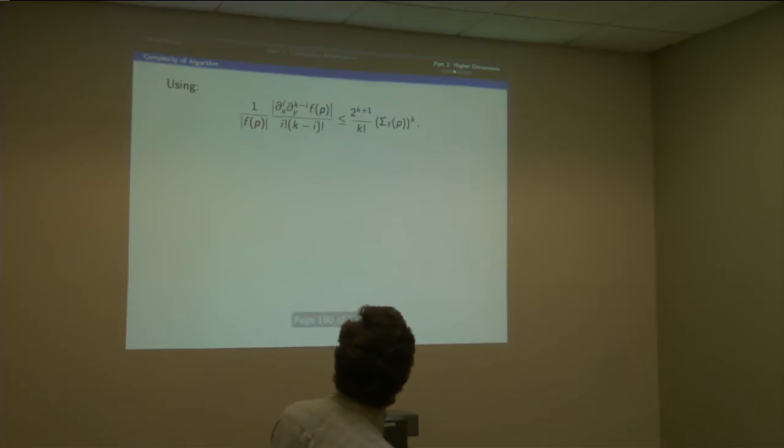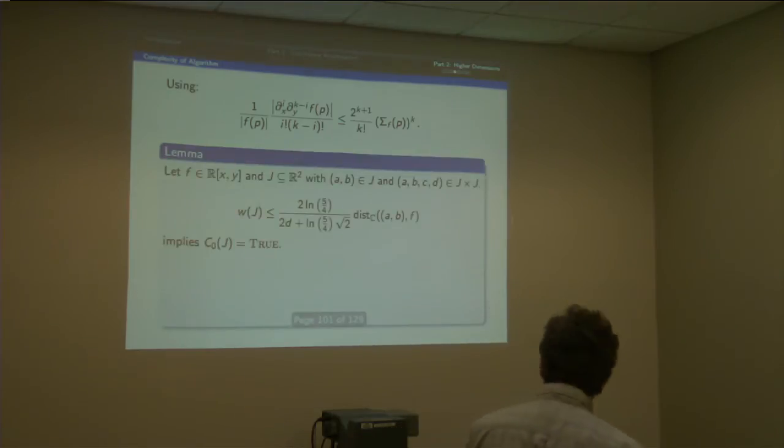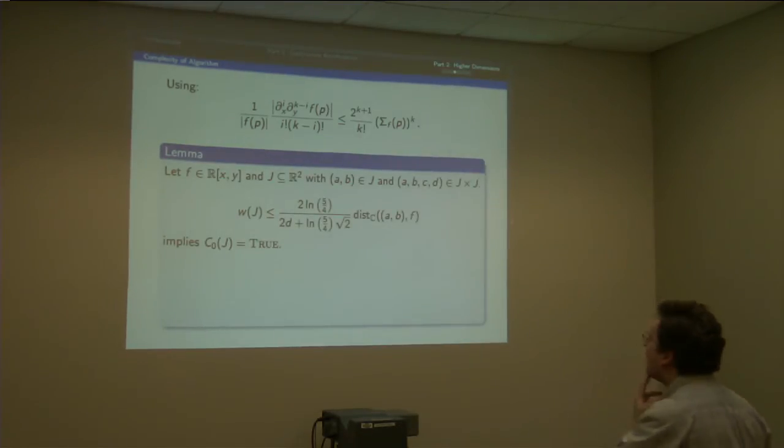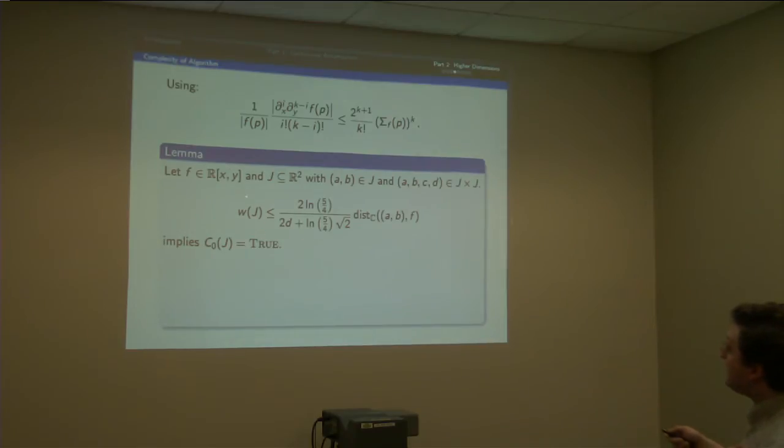So what does that lead to? All right, so that inequality that I had at the very end, what can I say? If the width of my box is less than or equal to this quantity, then C0 is true. That means the curve does not enter the box. So the width is less than or equal to some constant. Well, there's a d in here for the degree, but it's more or less some constant and the distance to the curve. So it's a geometric expression.